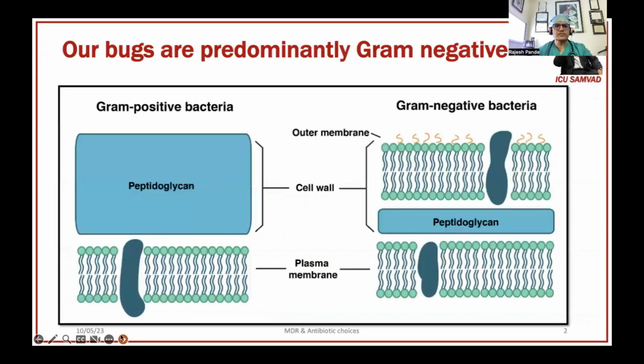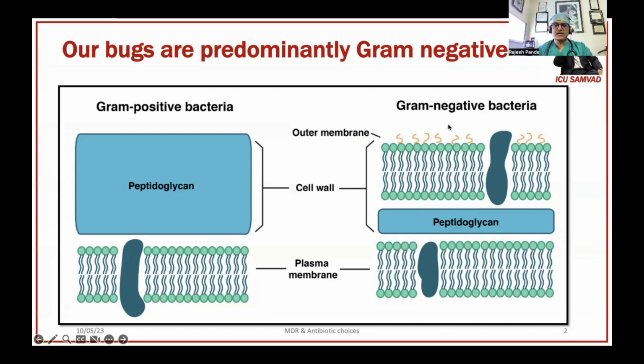So we'll start with the difference between gram-negative and gram-positive. We know our bugs are predominantly gram-negative. As you can see here, the structure is quite different. The peptidoglycan layer that is quite thick and tightly adherent to the plasma membrane in gram-positive bacteria is very thin here. Peptidoglycan is basically a polymer of amino acids and peptides. Here it is very small, and there is an outer membrane present that you can see. It is made of lipopolysaccharides and phospholipids, so it confers resistance to these gram-negative bacteria.